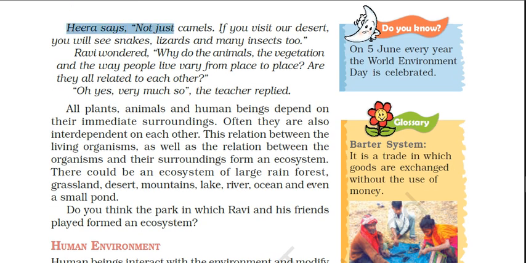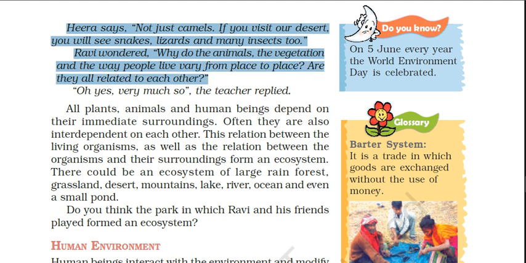Hira says no, just camels. If you visit our desert, you will see snakes, lizards, and many insects too. Ravi wondered, why do the animals, the vegetation, and the way people live vary from place to place? Are they all related to each other?